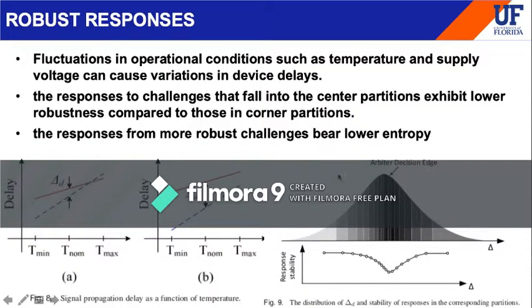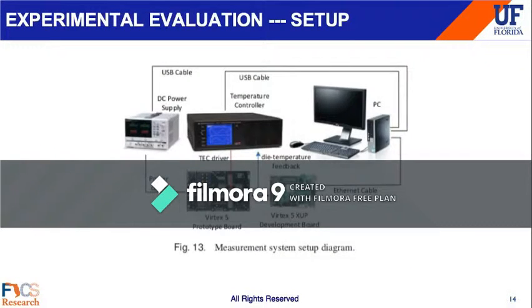And the pictures here show the differences between the stabilities and the entropies. It is clear to see that the responses to challenges that fall into the center partitions exhibit lower robustness compared to those in corner partitions. This is clear over here, and we can conclude that the responses from more robust challenges bear lower entropy. Okay, and then it leads us to my experimental evaluations.